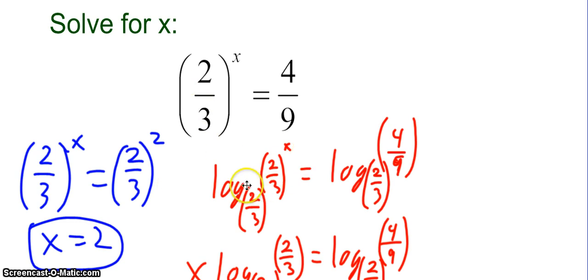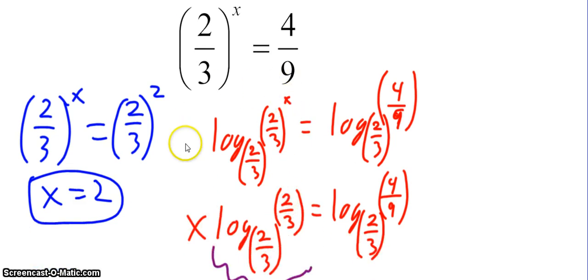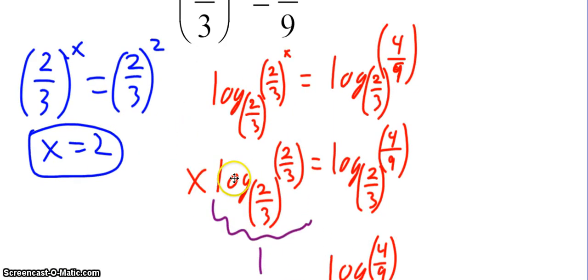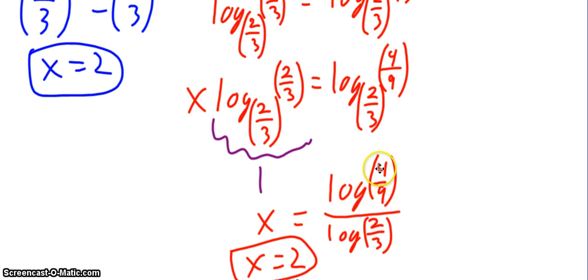Well, in this case I chose to take the log base 2/3 of both sides. So if I do log base 2/3 of 2/3 to the x equals log base 2/3 of 4/9, using my properties of exponents, bring down the x. I know that log base 2/3 of 2/3 has to equal 1. That's a property of my logs. So I know x equals log base 2/3 of 4/9, and then again using change of base, I changed it to common log this time. Log of 4/9 over log of 2/3. If I type that into my calculator, I get 2.